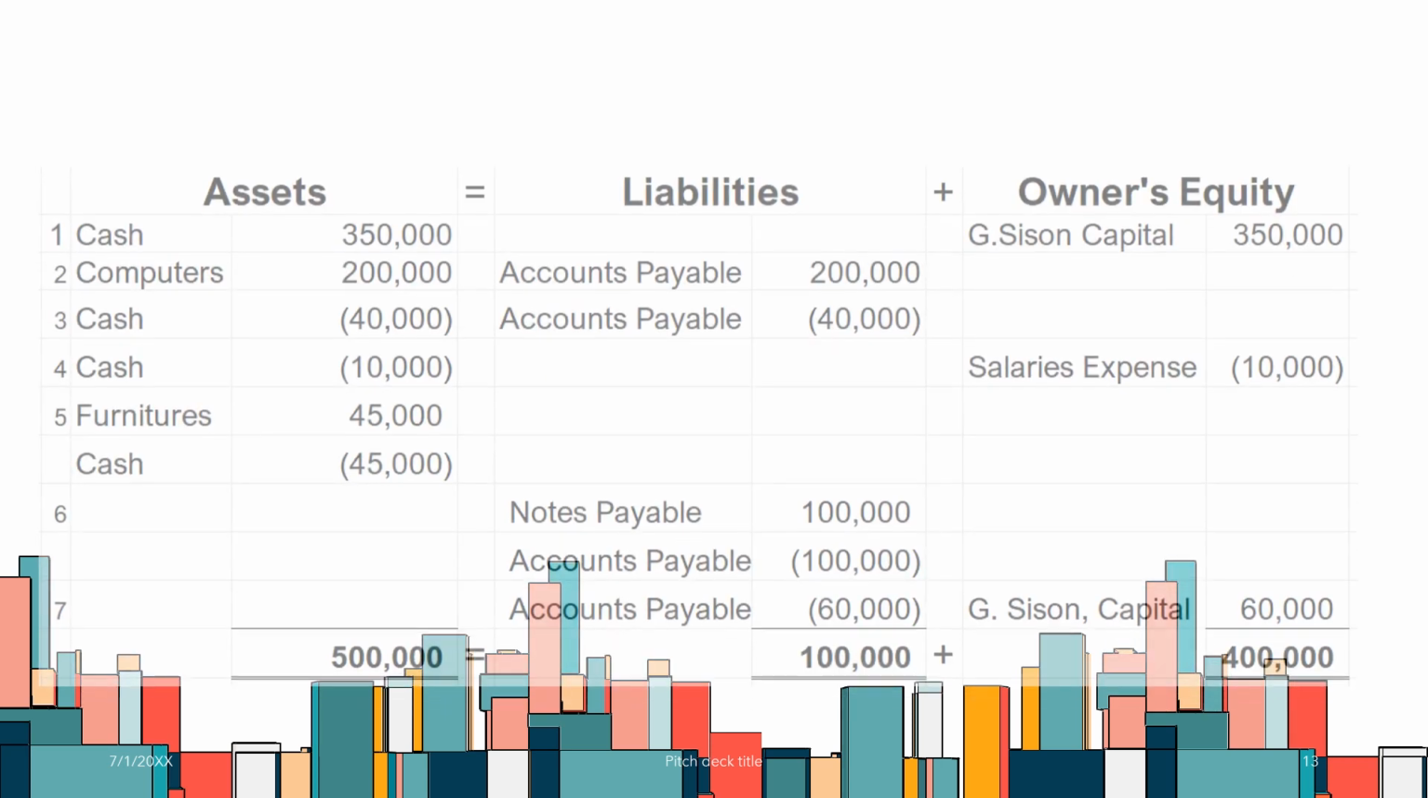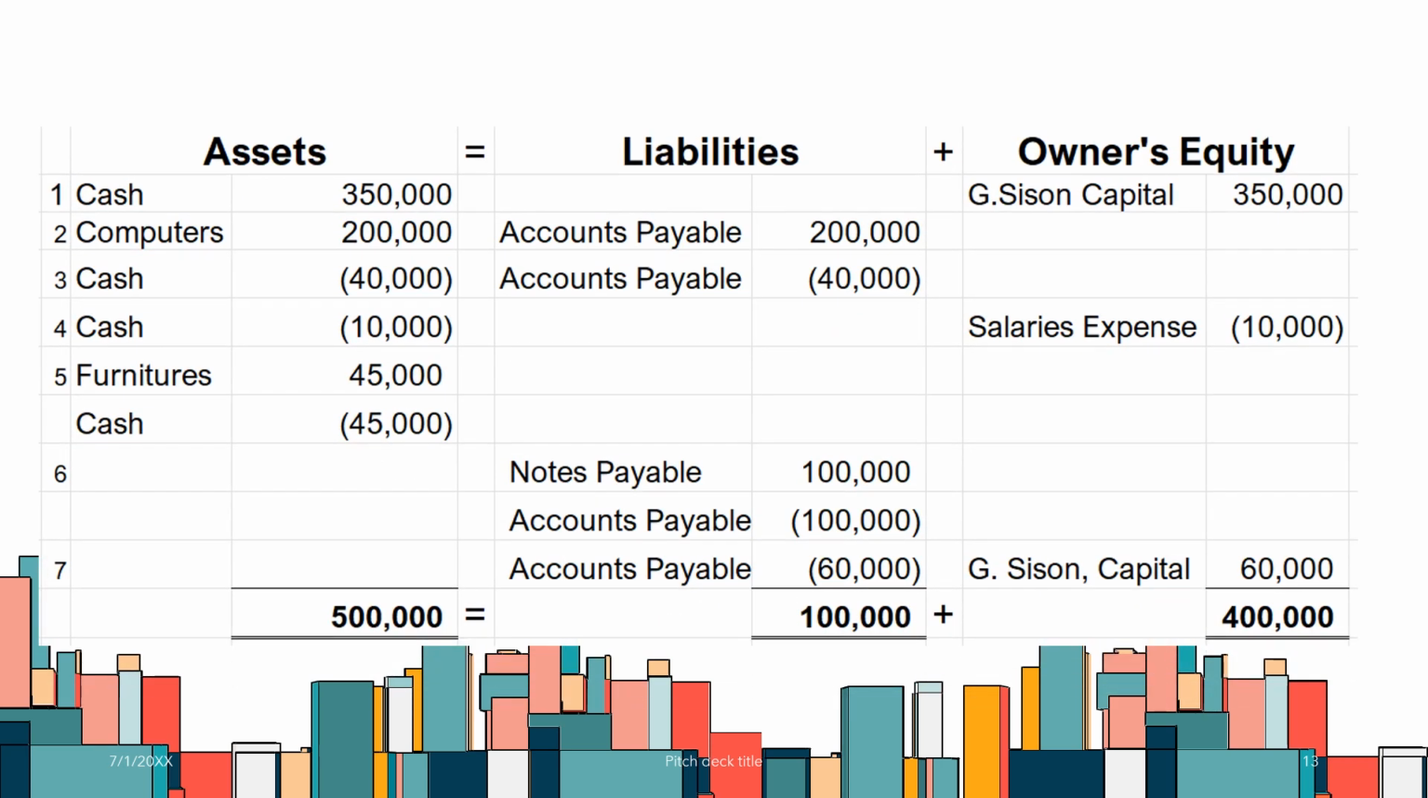Okay, let's have here the summary of the transactions number 1 to 7. So what did you notice? Okay, so the total assets after combining or showing you the details of our transactions 1 to 7 will reflect a final amount of 500,000, and for liabilities it will reflect a 100,000 final balance, and owner's equity 400,000. Okay, so just to show you the equality of our assets to liabilities and owner's equity, so 500,000 equals 100,000 plus 400,000. So that's our accounting equation.